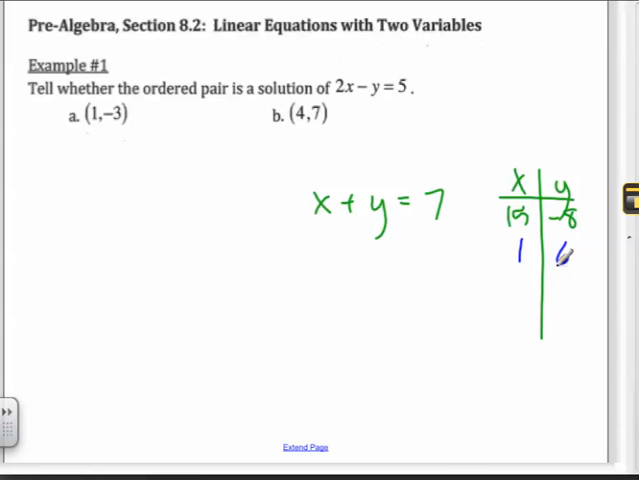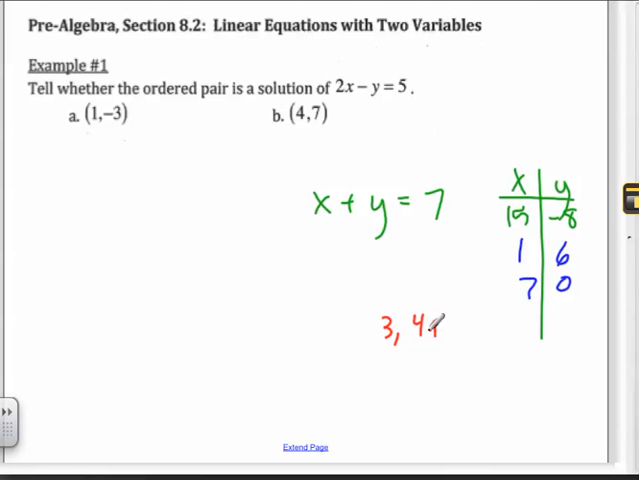Alex? 1 and 6. Good. Okay. Alex isn't going to be fancy. He's just going to get the job done. Liam? 7 and 0. Nifty little answer right there. Okay. Zachary, can you give me one that doesn't work? 3 and 4. Exactly. That doesn't work.